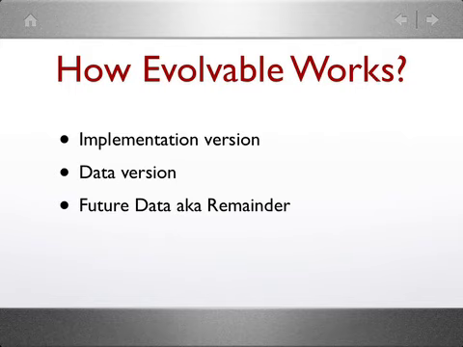Coherence has supported evolution since the first time we did POF back in 2006. POF had a notion of evolution. It had a notion of data version, implementation version, and something called future data remainder. How many of you have used Evolvable in the past? Okay.